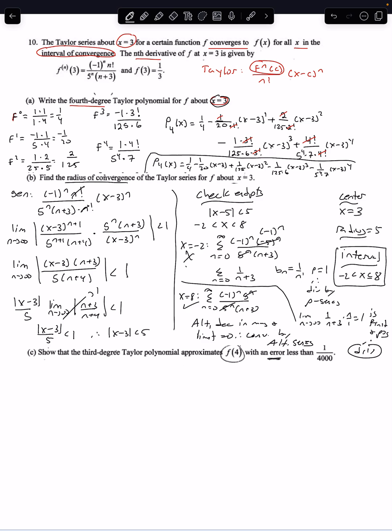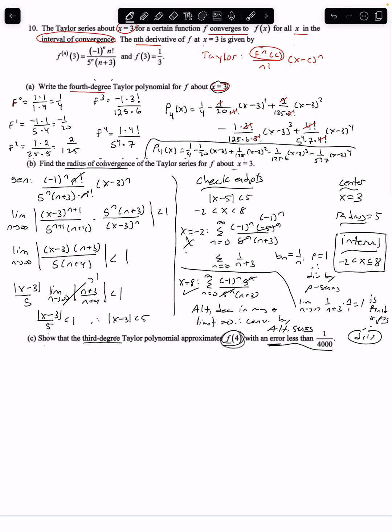All right, for part C, now they say show that the third degree Taylor we got from part A can approximate the value of 4 with an error of less than 1 over 4,000. So from part A, I'm going to use my fourth degree Taylor polynomial, which is p sub 4 of 4. I'm going to plug in 4. And if we did that, remember, we're using our polynomial up here. My first term is going to be 1/4. Minus, this becomes 1 over 20.